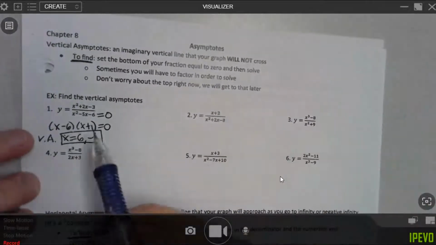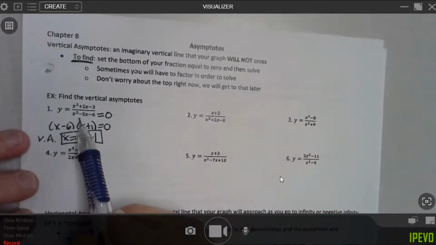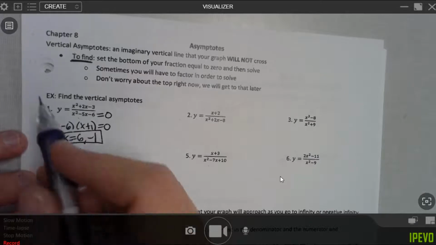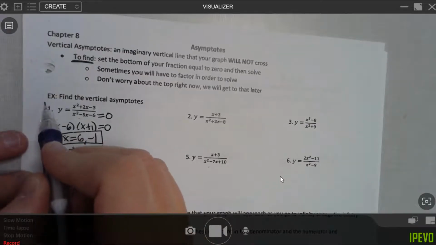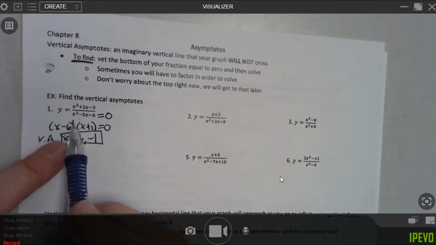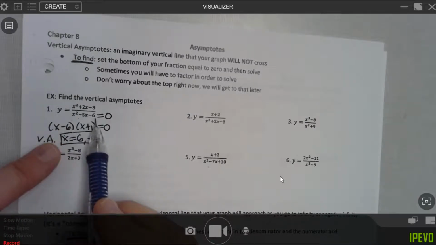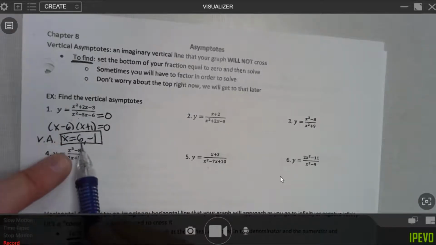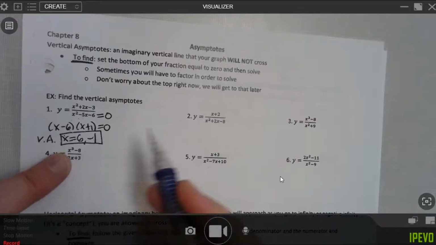So all we do is we set the bottom equal to 0, and then we solve it. And those give you your vertical asymptotes. Remember, vertical go up and down like this. So those are the lines. So this one right here, you can see I already did for you. So I found factors of -6 to get -5. So my vertical asymptotes are at 6 and -1.